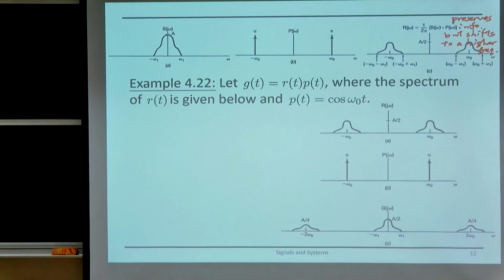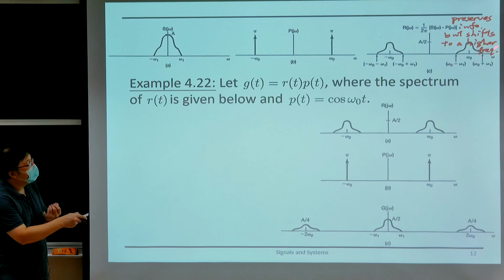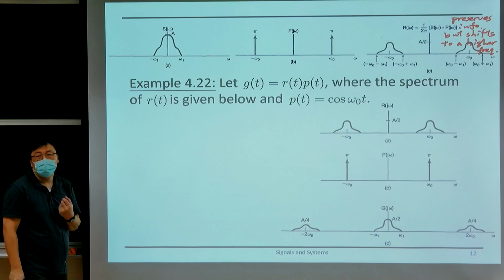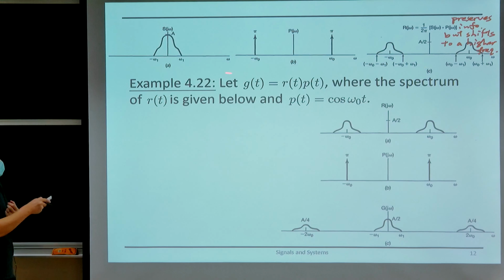Okay. But then how do you extract the information from this high frequency signal here? So how do you reconstruct this original voice signal back? The way to do this is actually quite simple. You take this R of t, this modulated signal R of t, and you multiply it again by P of t, which is this cosine carrier.